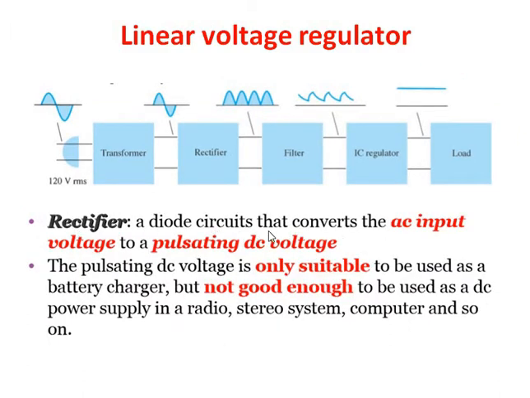Rectifier, the diode circuit that converts the AC voltage to pulsating DC voltage. Here we get the pulsating DC voltage. The pulsating DC voltage is only suitable to use as a battery charger, but not good enough to use as a DC supply in a radio or stereo system or a computer or in other electronic devices. We require constant DC voltage.